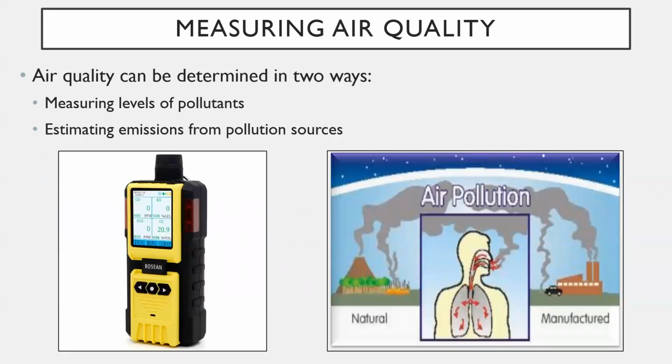So the main focus for today is actually air quality. Yes, we talked about what air is made up of, but we need to talk about air quality, especially from a perspective of air pollution. Air quality can be determined in generally one of two ways. You can either measure levels of pollutants directly. So that would be using a meter like this one.